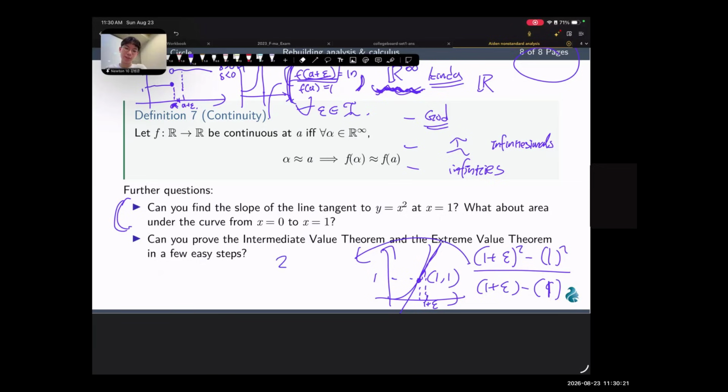In the above, if we do some algebra, it's going to give us this, which is going to give us, trust me, you can divide by epsilon. This is not wrong. This is completely fine. 2 plus epsilon. And I think epsilon is infinitesimally close to 0. So what is this infinitesimally close to? Oh, 2. So I think the slope of this is going to be 2.